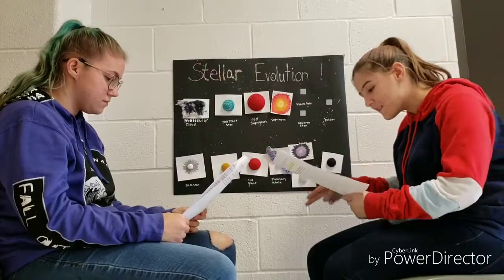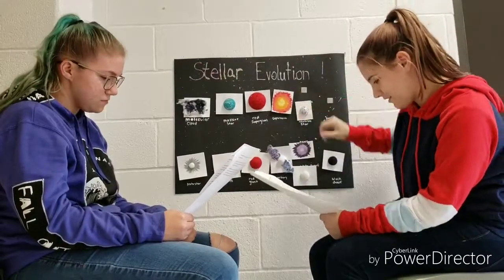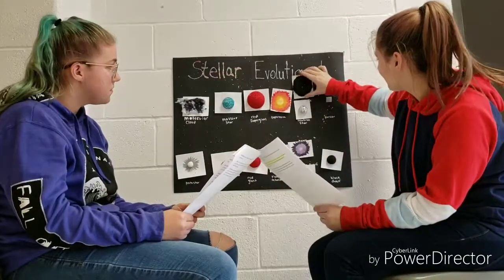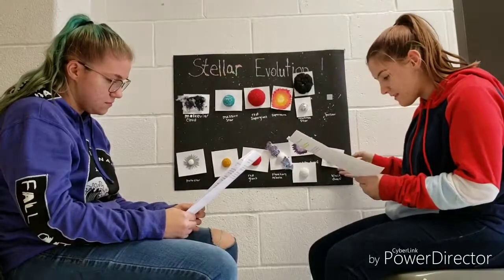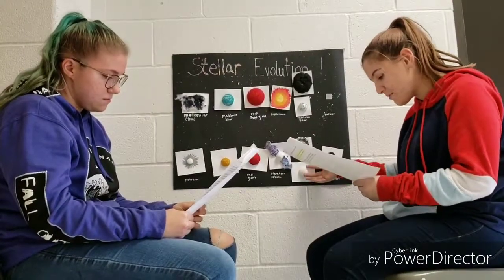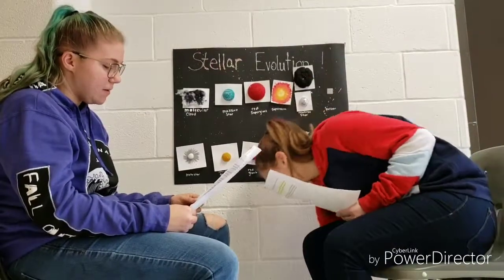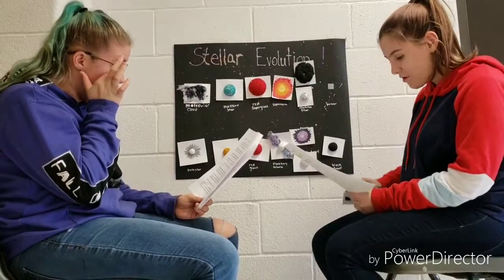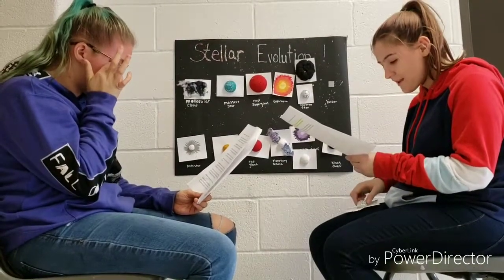Which can lead to two different things: a neutron star or a black hole. If it becomes a neutron star, the core collapses to about 10 kilometers and becomes extremely dense. They spin very rapidly, are incredibly hot, and are very magnetic. Neutron stars emit high energy beams toward the north and south poles.